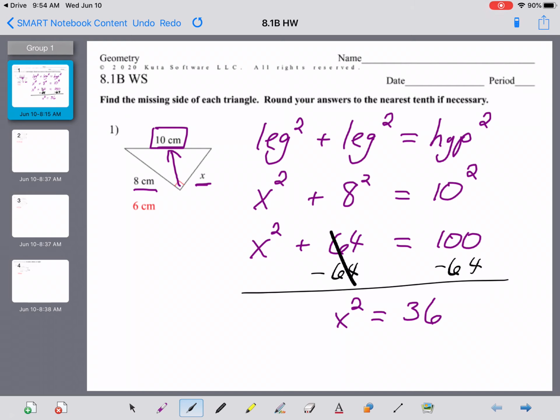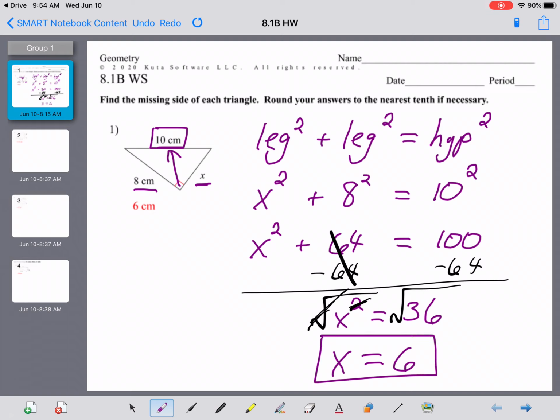Last thing we need to do here, ask yourself what's being done to x. It's being squared. What will undo that? A square root, and we do that on both the left and the right. The square and the square root cancel each other out, and we end up with x equals, and the square root of 36 just ends up being 6. Okay, and that was the answer that we were looking for.